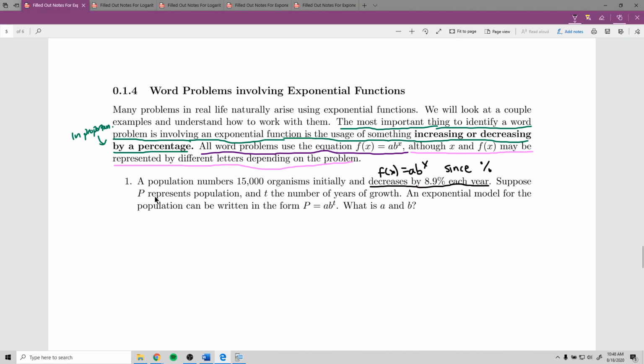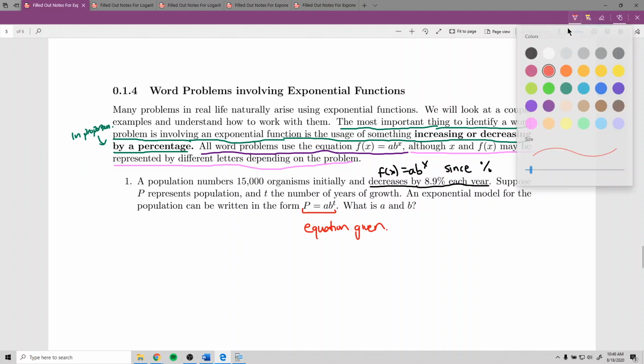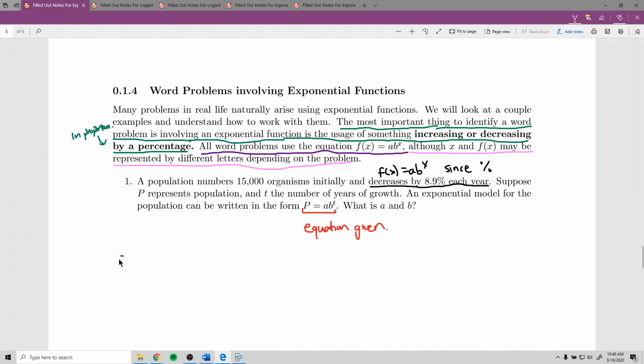It says, suppose p represents population and t the number of years of growth. An exponential model for the population can be written in the form p equals a times b to the t. So they're actually giving you the equation. The question is, what is a and b? Well, there's a really nice property of exponential functions in that a is the initial amount. And that's always the case. A is the initial amount for something of this model. And here we have 15,000 organisms initially, so it's 15,000.